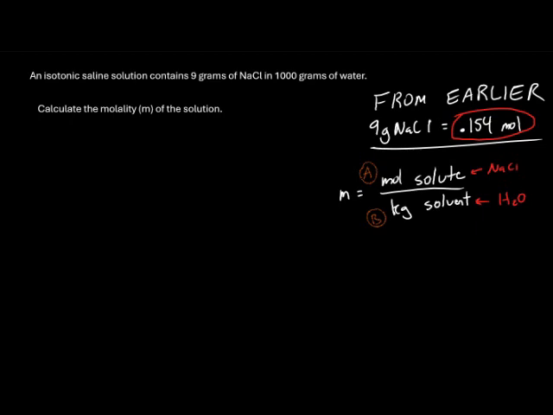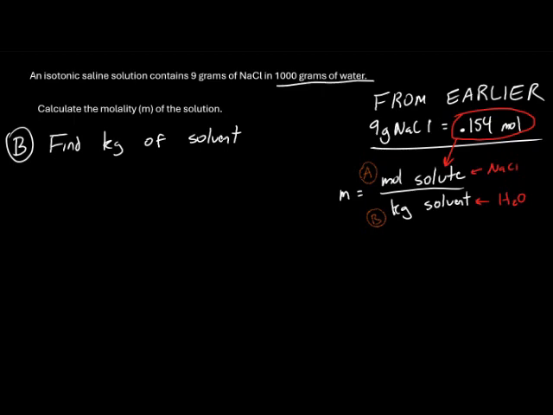Now from earlier, we found that this 9 grams of NaCl that we have is the same as 0.154 moles, and so we've actually already completed part A. We can reuse this answer from the previous question. So now all that's left is to do part B and find the kilograms of solvent.